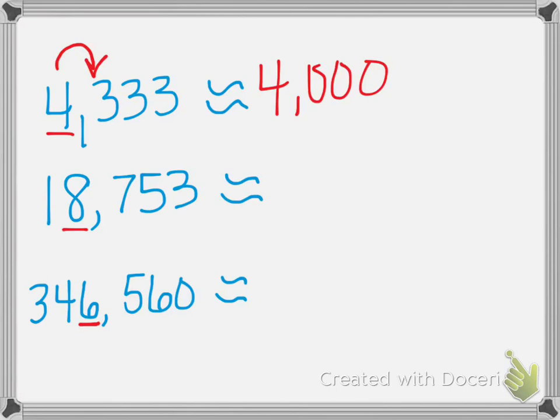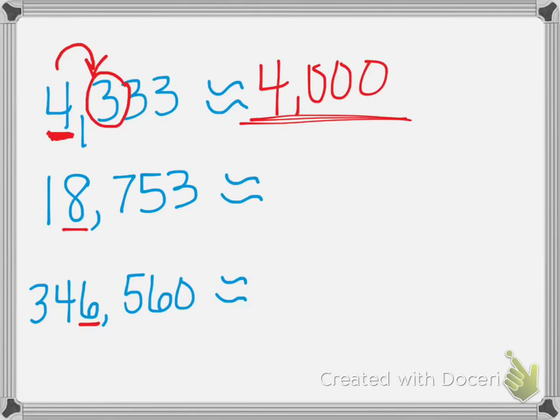A little strategy that we'll put up in the classroom is if it's 5 or above, you're going to give it a shove up to that next 1,000. But if it's 4 or below, you're going to keep it down low. Keep it down low at that 4,000. And because this number is 4 or below, it's below the midway point, which is 5, we're going to keep it down low at 4,000. So 4,333 is about 4,000.